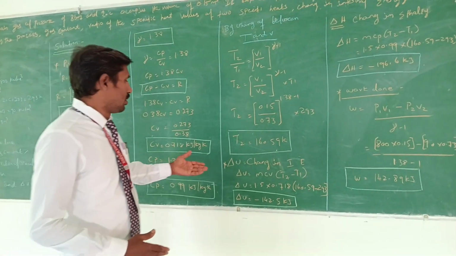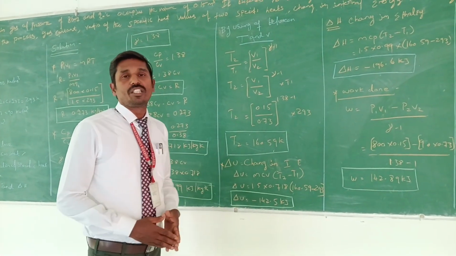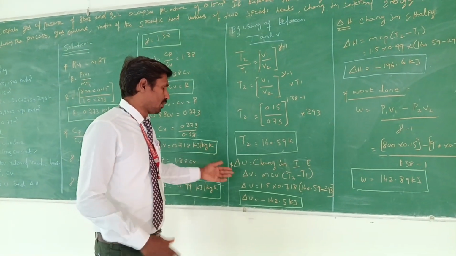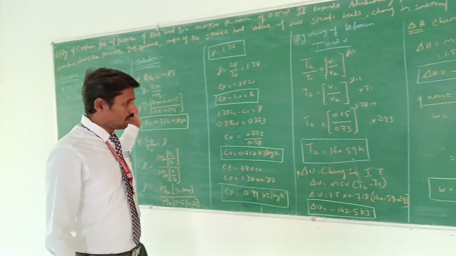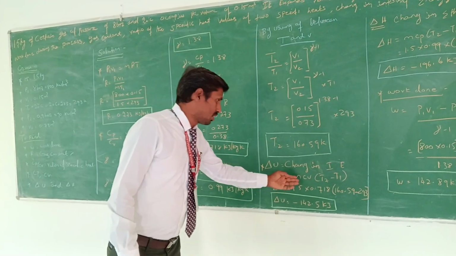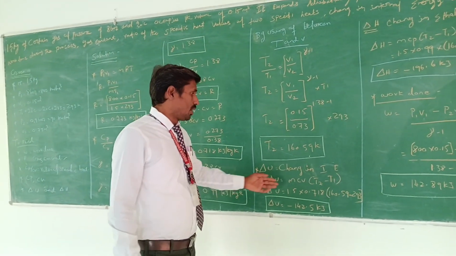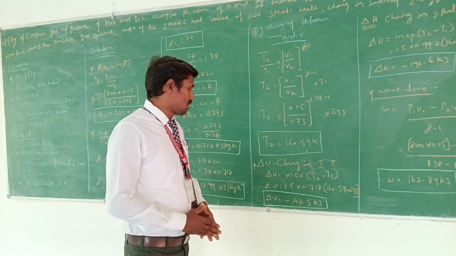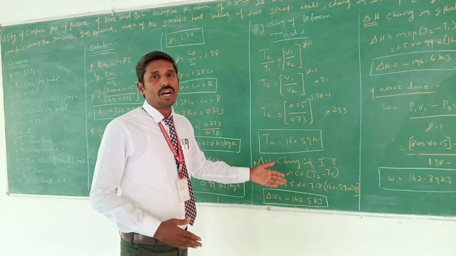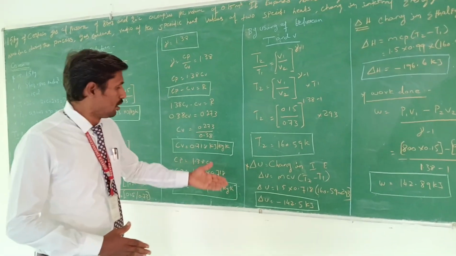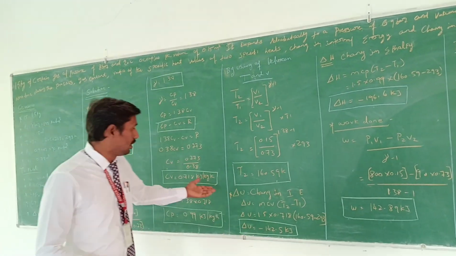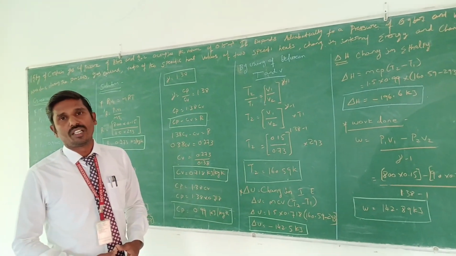Next one, the change in internal energy. We know that del U equal to m Cv into T2 minus T1. Then del U equal to m equal to 1.5, into Cv, which we found, into T2 which we found, minus T1 from the given data, and del U equal to minus 142.5 kilojoule. This is del U, the change in internal energy.